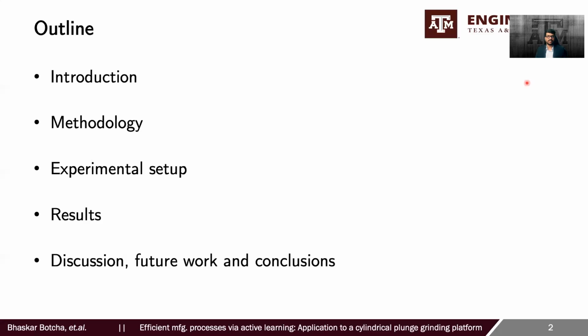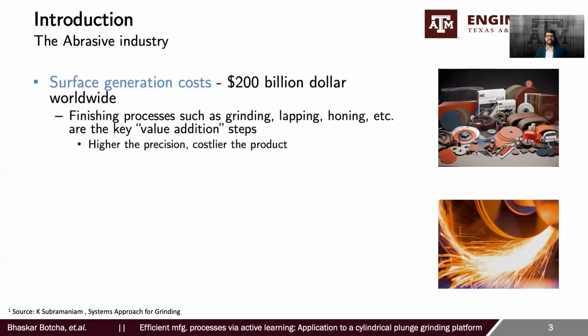This would be the outline of my talk. I would go about the introduction, methodology, and the experimental setup, and discuss a few results, discussion, future work, and finally conclude the talk. So the surface generation cost is a $200 billion industry.